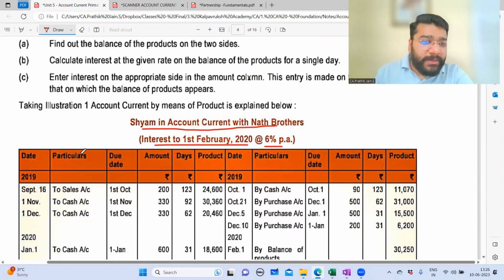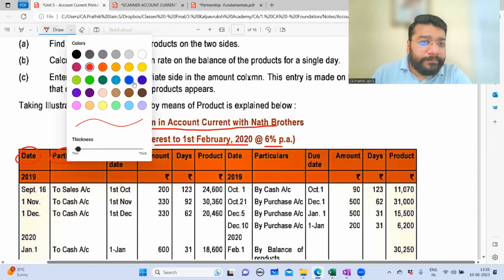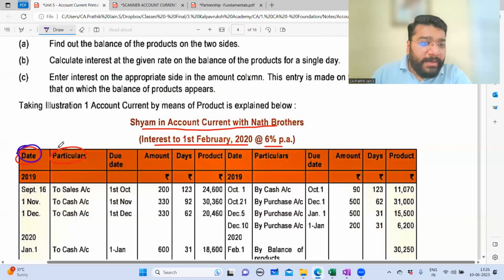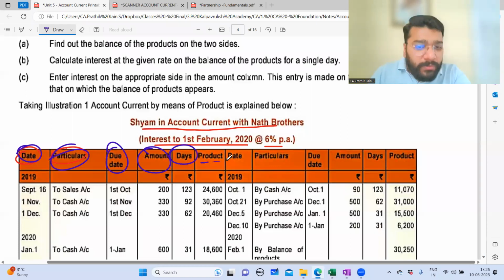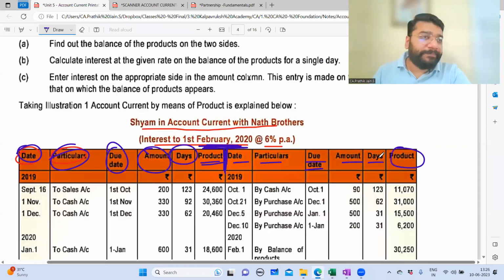If you look at the format also, it is date, particulars, due date, amount, days. Instead of interest, it is now product. Again, date, particulars, due date, amount, days. Instead of interest, it is product. So this product is nothing but product payable, and this product is nothing but product receivable. Keep that in your mind.